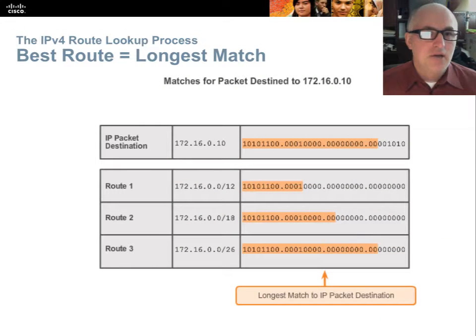All right, let's take a look at longest match logic. What we're talking about here is if we have a destination packet with a /26, 26 of the bits need to match on the destination. So our mask on this is /26. We have a route here that matches 12 bits, a route that matches the first 18 bits, and a match to 26. So 26 would be the longest bit match, making it the best route, irrespective of the AD and the metric. We first look for the longest match, because that is the most accurate path to that destination.